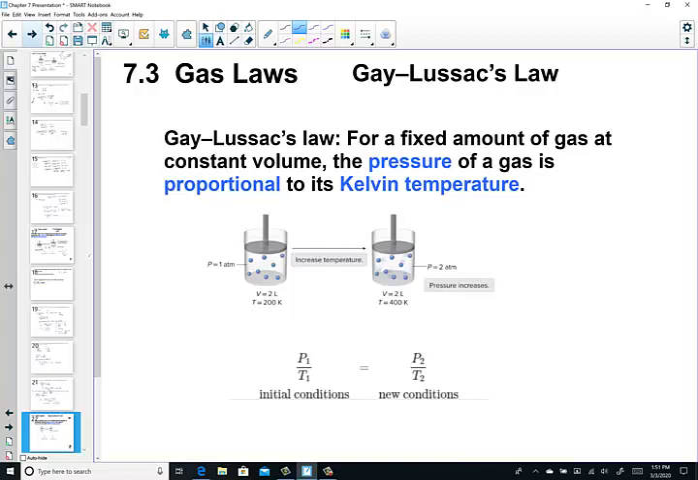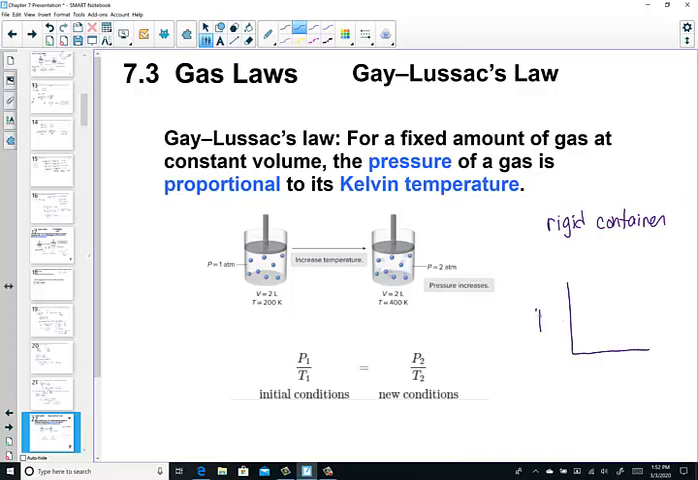Let's introduce Gay-Lussac's law, and in this example, this will read for us for a fixed amount of gas at constant volume. So we have a rigid container. The volume is not allowed to change. The pressure of a gas is proportional to its Kelvin temperature. We see a direct relationship.